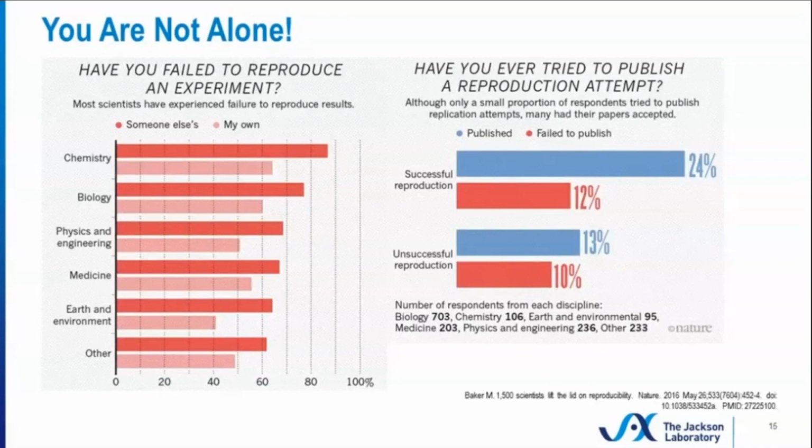The other part of reproducibility is publishing the reproduction attempt. There is also a problem in attempting to publish a reproduction experiment. We all know that in research, it is sometimes quite hard to publish data that is a reproduction attempt, whether it is successful or unsuccessful. So if you look at this data again, published versus failed to publish, that ratio will tell you the story.